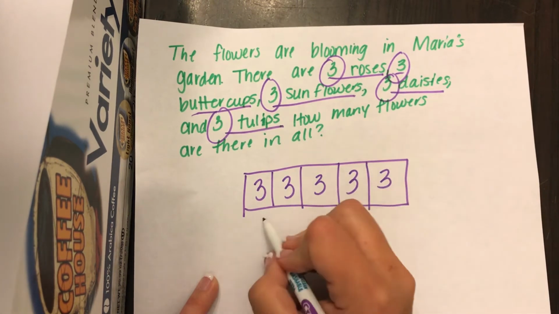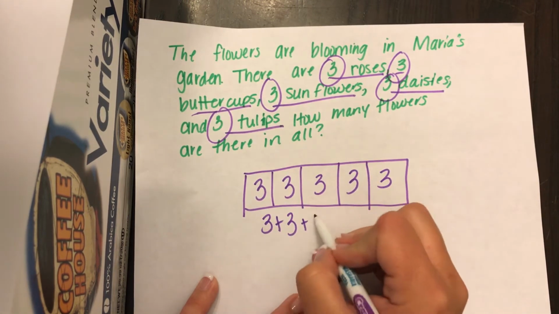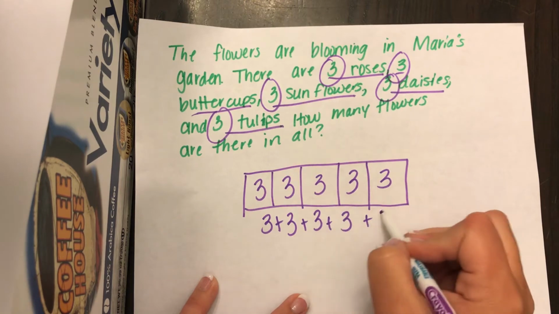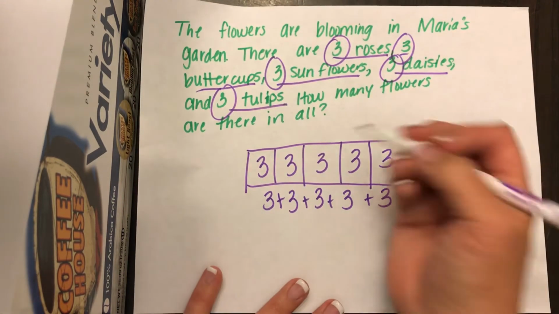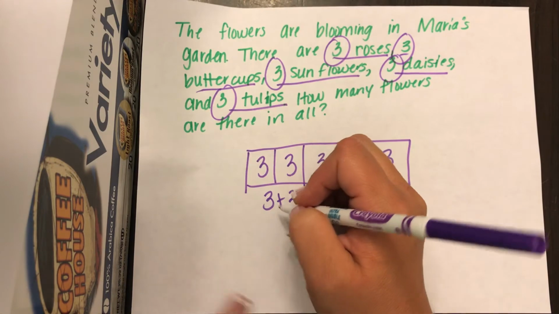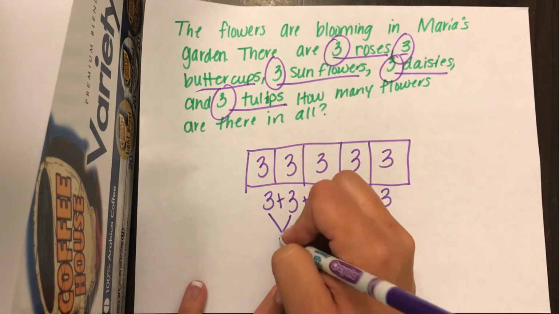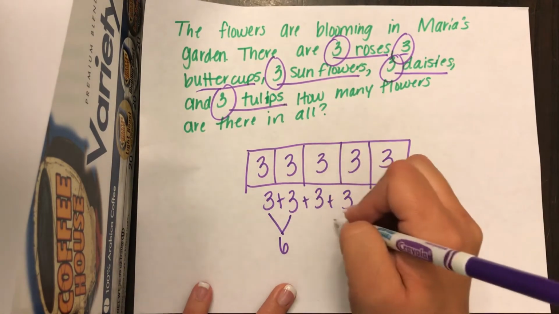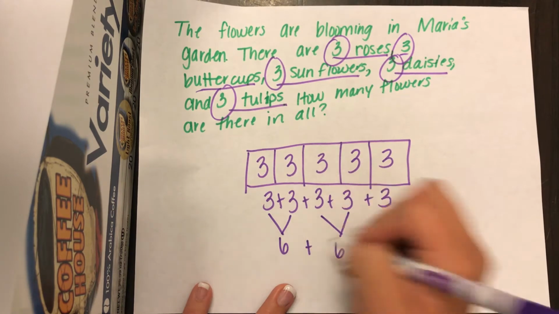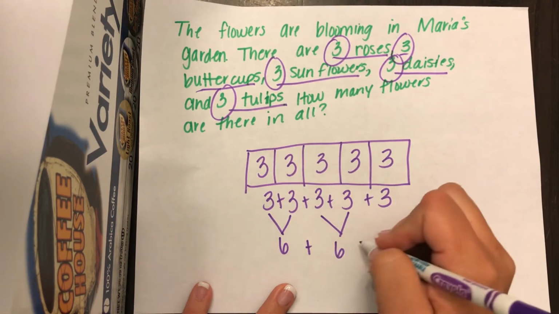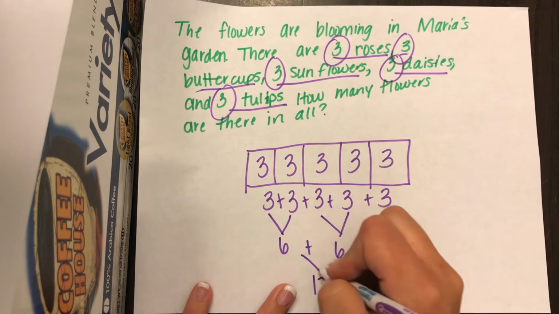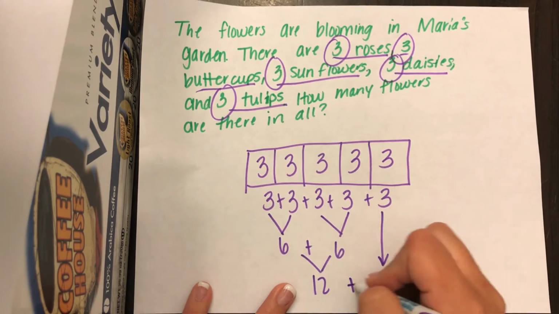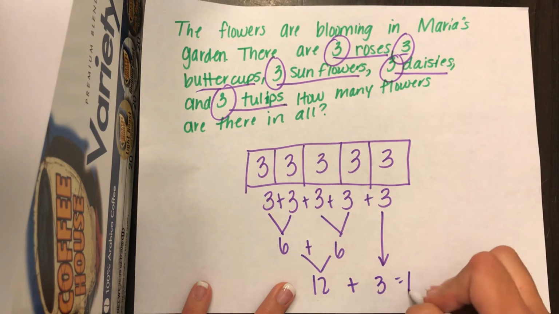So you can do 3 plus 3 plus 3 plus 3 plus 3. And you remember yesterday we grouped the addends together. So you would have 3 plus 3 equals 6, 3 plus 3 equals 6. And you would add those together. 6 plus 6 equals 12. And then bring down this 3, which would be 15.